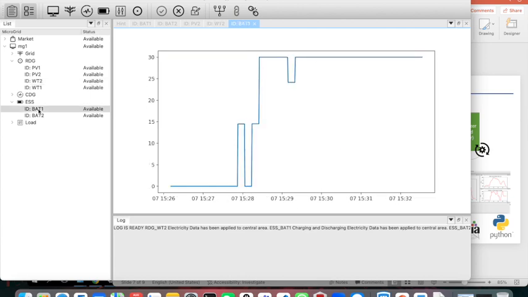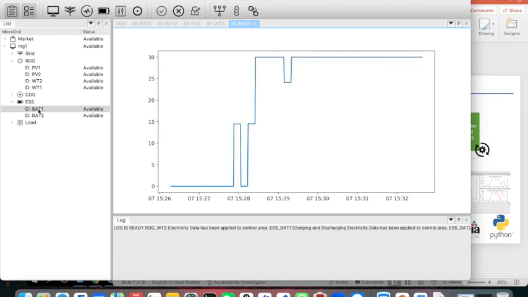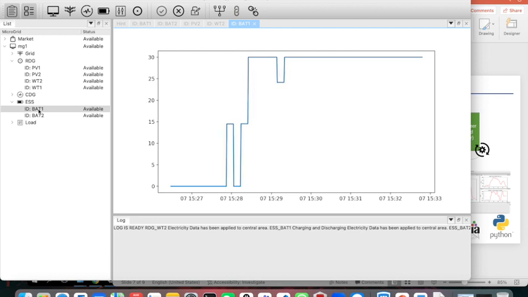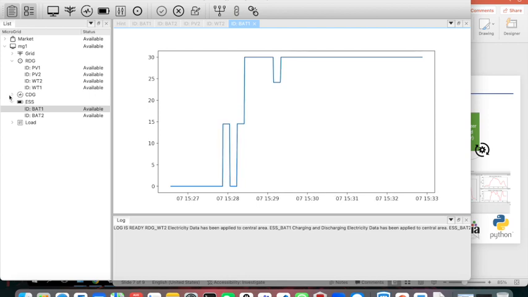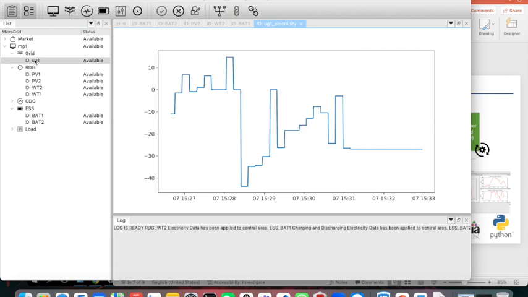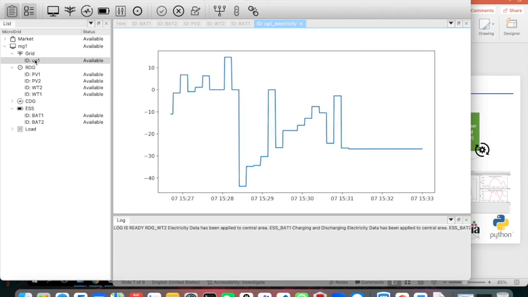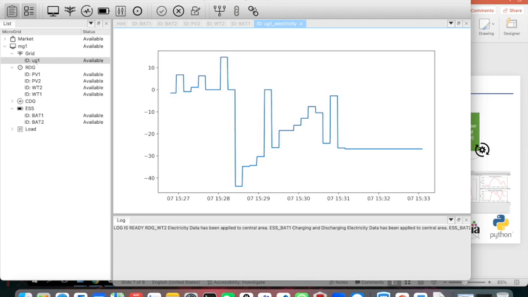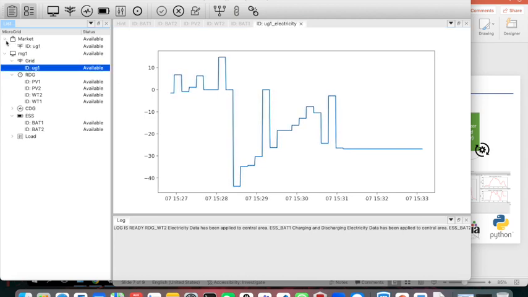Now let's switch to the battery's actions. We can see the ideal actions of the battery also change over time. Such actions are fed back to the microgrid and change the battery's action accordingly. We can also monitor the grid exchange power here, and even the market price.